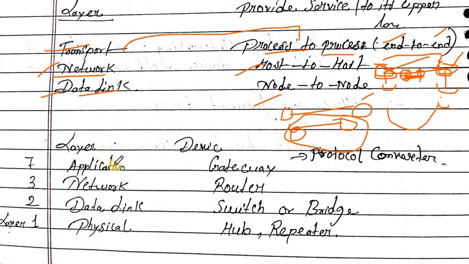Now the layers and their devices. As we saw, in the physical layer there are hubs or repeaters. In the data link layer there are switches or bridges. The network layer devices are routers, and the application layer device is called a gateway. It is also called a protocol converter. It converts the protocols.